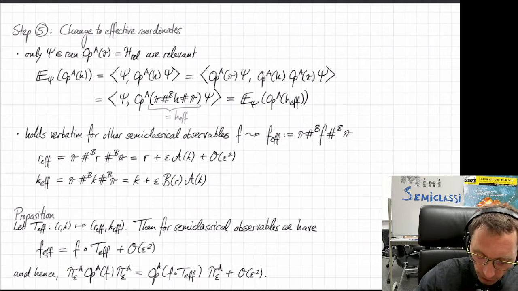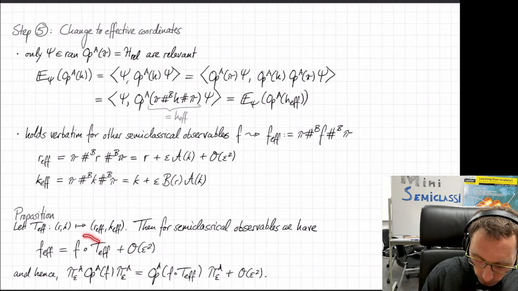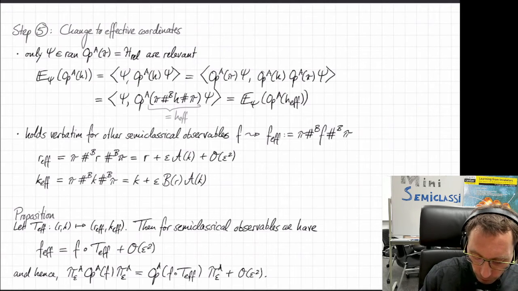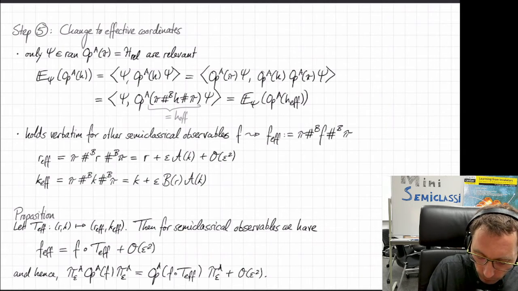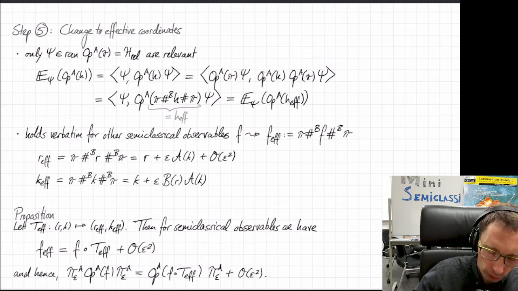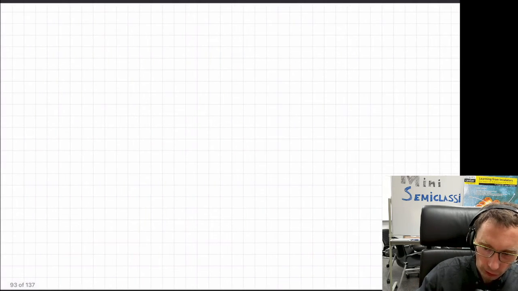So this tells us that basically if you want to compute expectation values, instead of having to compute this F effective, you just have to do a coordinate transformation. At least if order epsilon squared is good enough for you, which for us it is.